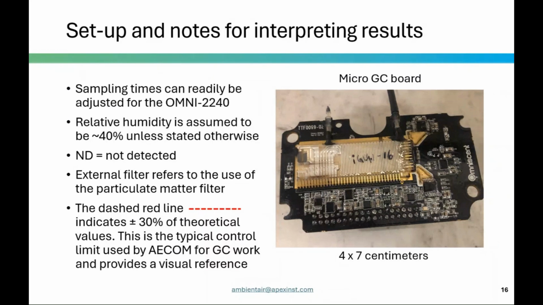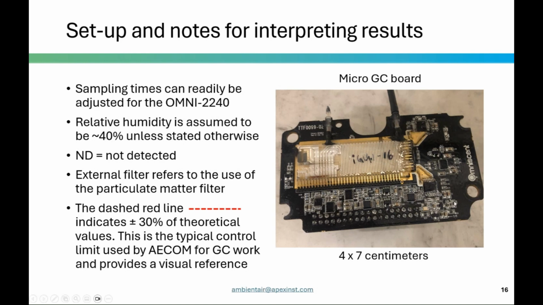And then on the different plots that I'll share, the dashed red line indicates plus or minus 30% of the theoretical values. This is a metric that was identified by AECOM, and it's a typical control limit that they use in their gas chromatography work. And it's just a useful visual reference throughout these slides.